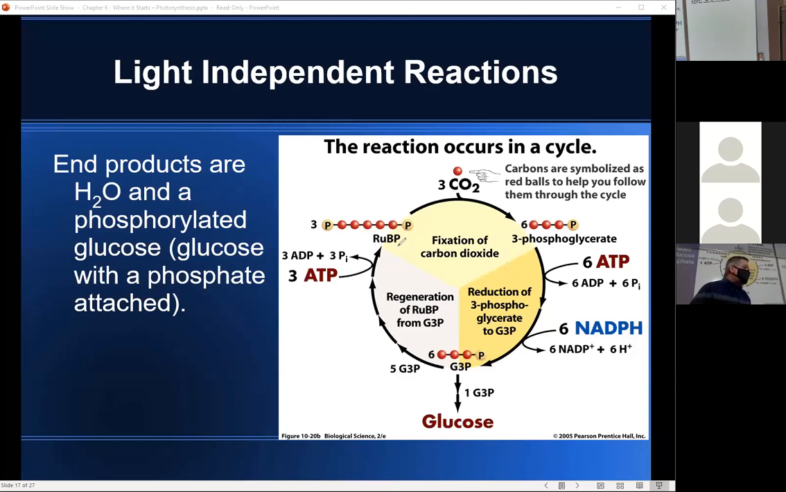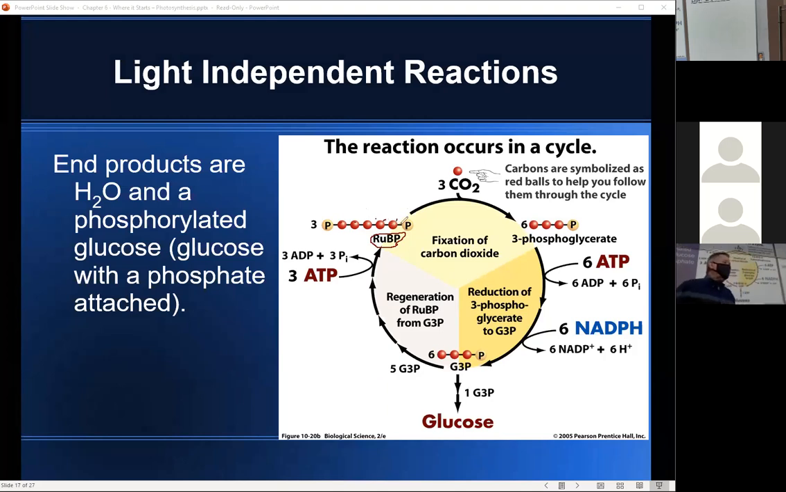So RUBP, you don't have to know what it stands for, if you just know RUBP, that's fine. RUBP stands for ribulose bisphosphate. This is one of the molecules that we start with in the light independent reactions, and this is also the molecule that we regenerate at the end so it can go back into the cycle. Each of these red dots represents 1 carbon. So 1, 2, 3, 4, 5.